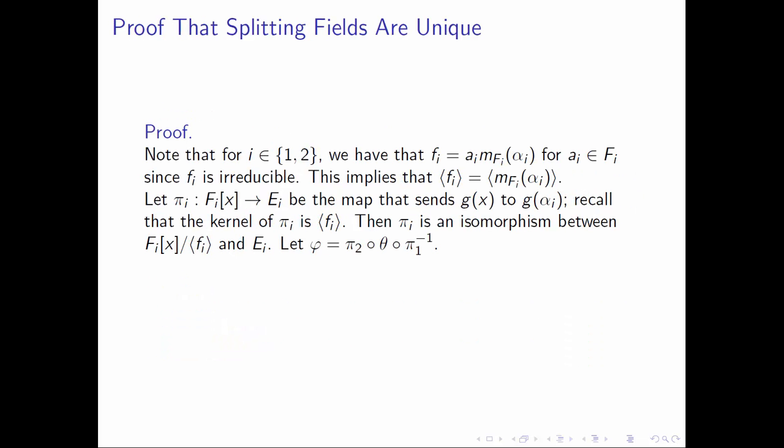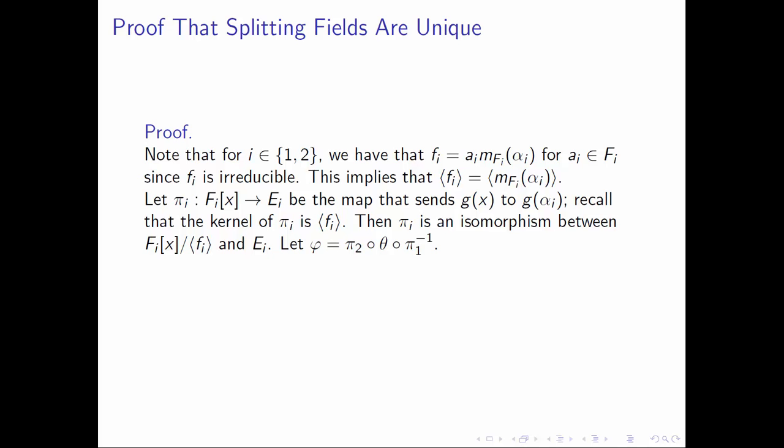So now let's go through the proof. First we'll prove the theorem, and then we'll prove the corollary from the theorem. So note that if i happens to be in the range of 1 to 2, then because we're assuming that f1 is irreducible, it follows that f2 is also irreducible, and what we have is that f_i is equal to a_i times the minimal polynomial over the field F_i of the element alpha_i. That reads horribly, but what that's saying is f1, for example, is irreducible.